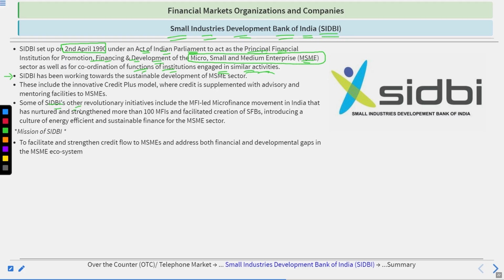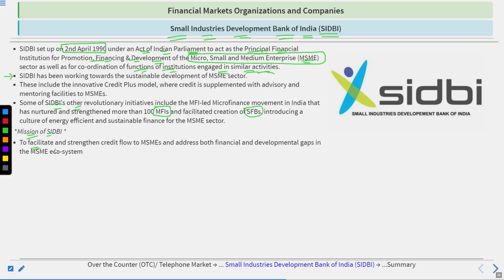Some of SIDBI's other revolutionary initiatives include the MFI-led microfinance movement in India that has nurtured and strengthened more than 100 MFIs, which stands for microfinance institutions, and facilitated the creation of SFBs. Okay, introducing a culture of energy efficient and sustainable finance for the MSME. SFB stands for small finance banks.